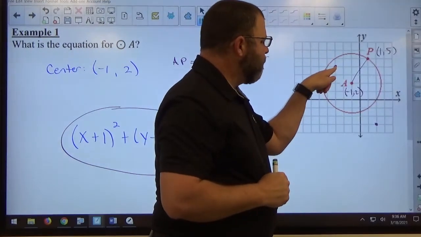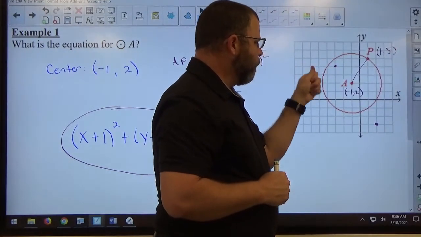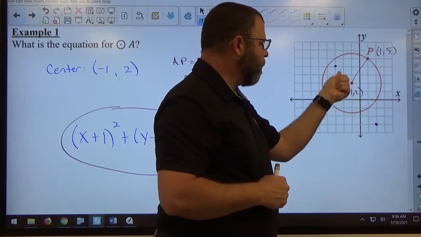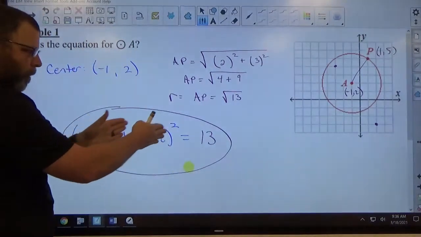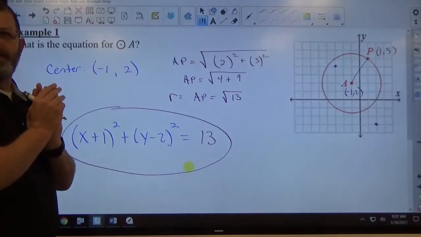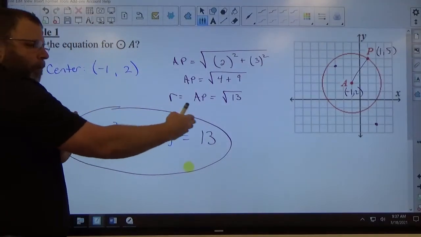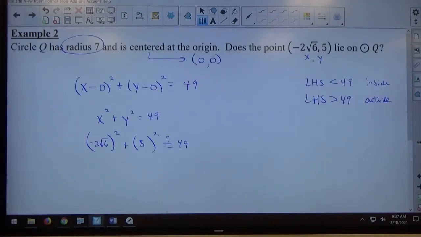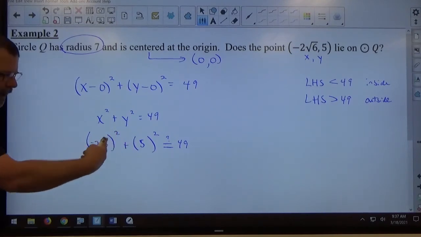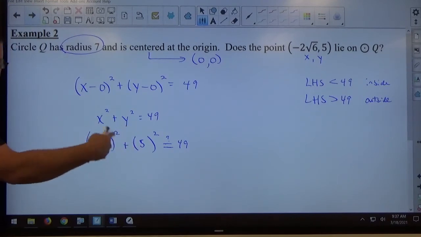If your point's inside the circle, then this would be a smaller radius, right? So if the answer on the left is smaller than the radius squared, you're inside the circle. If the answer on the left is bigger than the radius squared, you're outside the circle. If they're the same, you're on the circle. So that's kind of what we're testing here. There's a few homework problems asking about inside, outside, or on. So if it's not equal, if this side is less, it's inside. If this side is more, it's outside.